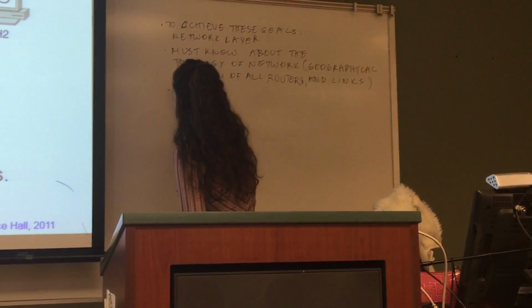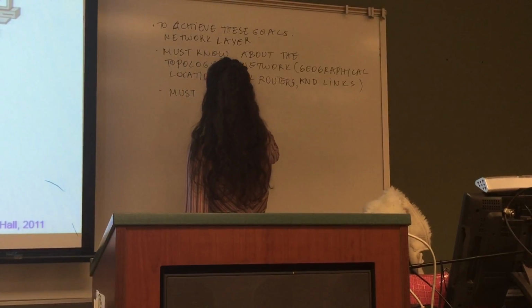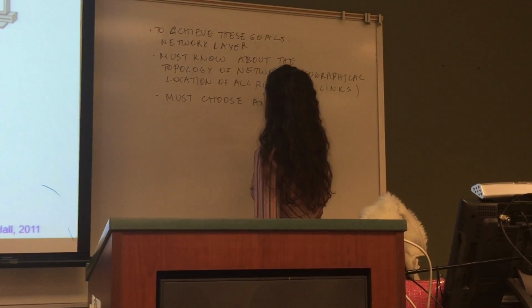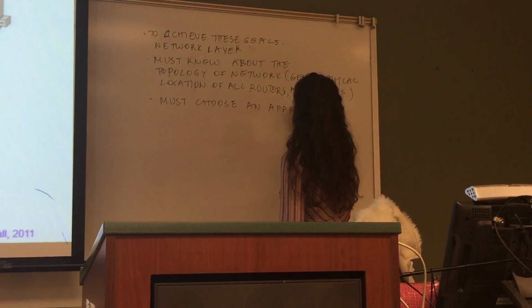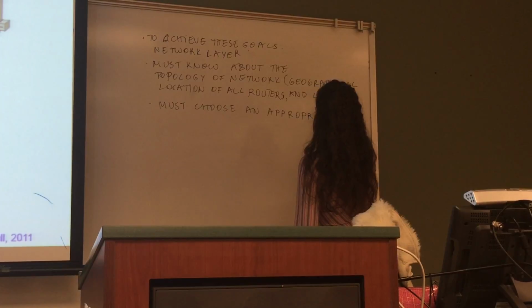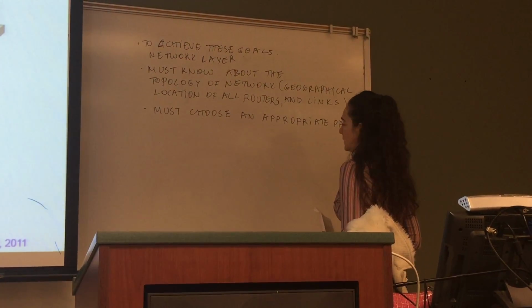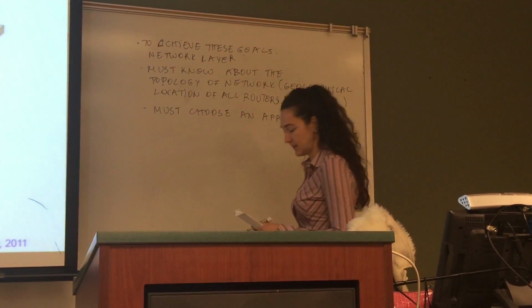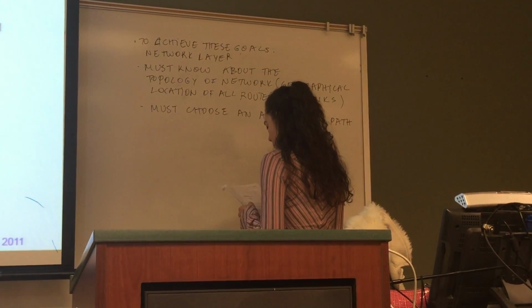So you need to know that, and also it must choose an appropriate path from the sender to the receiver. Which way are we going to deliver these packets? Because there could be many possible routes to take.